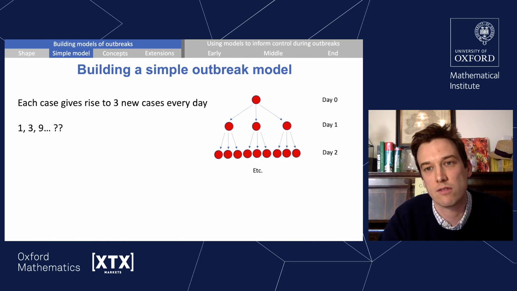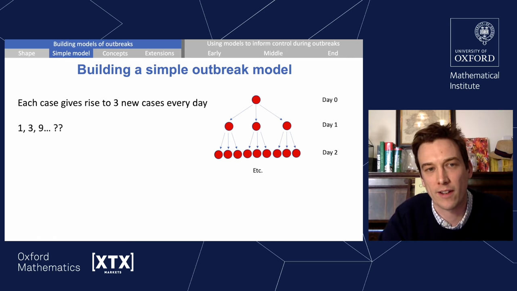Then, according to this very basic model, we'd assume that on day 2, each of the 3 cases from day 1 will have generated 3 new infections each. So in other words, on day 2, you've got 9 new cases. And then on day 3, each of those 9 would cause 3 new infections. So you'd have 27 new infections on day 3, and so on and so on. You can imagine that this would just carry on going.